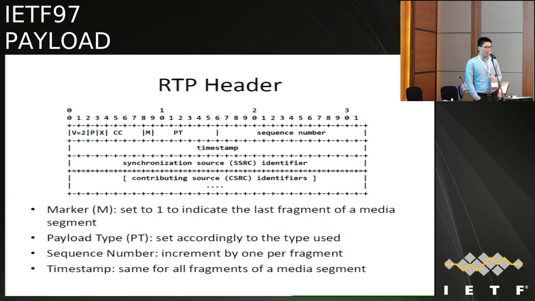So this is the RTP header. No change to the use of the RTP header since the last draft. We have the marker bit to indicate the last fragment of a media segment, conventionally. We have the payload type. We have the sequence number incremented per RTP packet. What's tricky is the timestamp field. Actually, we set the timestamp per media segment, which I'll show you in a diagram on the next slide.